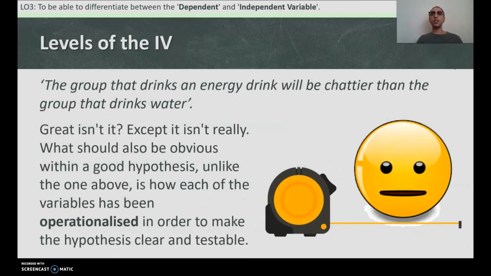The group that drinks an energy drink will be chattier than the group that drinks water. Great, isn't it? Except it isn't really. What should also be obvious within a good hypothesis, unlike the one above, is how each of the variables have been operationalized in order to make the hypothesis clear and testable. Operationalized. What's this word, operationalized? It's basically, how do you measure? How are you going to measure the DV? How are we going to measure talkativeness, right? I'm not going to go, oh, they're talkative, they're not. That's not scientific enough. We need to operationalize it. We need to measure the talkativeness. How are we going to do this?